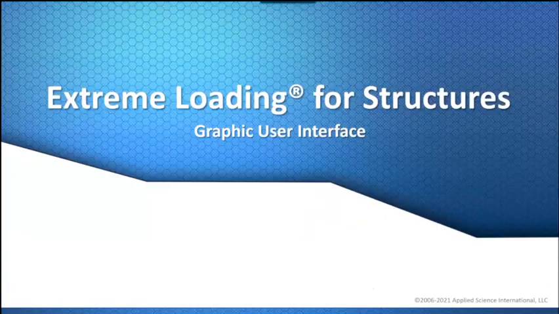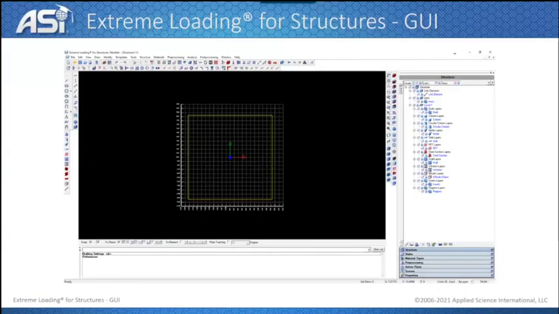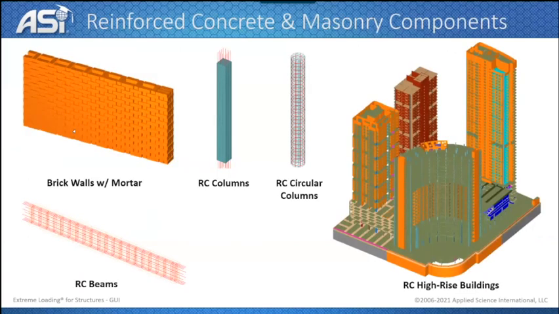Now, about the extreme loading technology itself and the graphical user interface, we have a very simple graphical user interface for doing nonlinear structural analysis. So inside the technology, you can model, as you see here, brick walls, RC columns, circular columns, RC beams, and this leads to a building or an example for a building as we see in here.